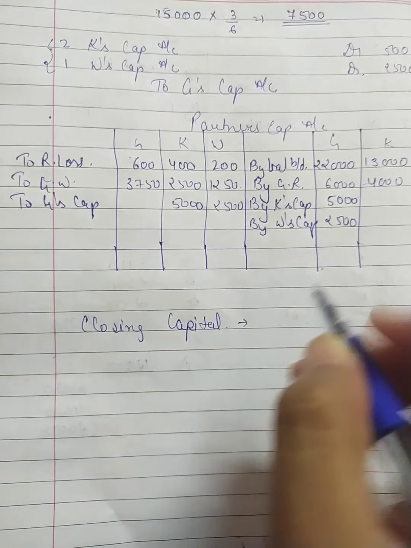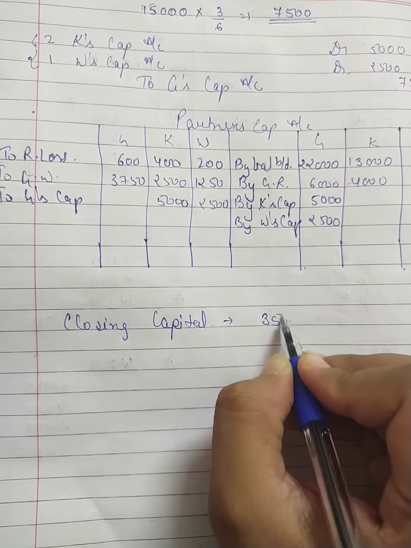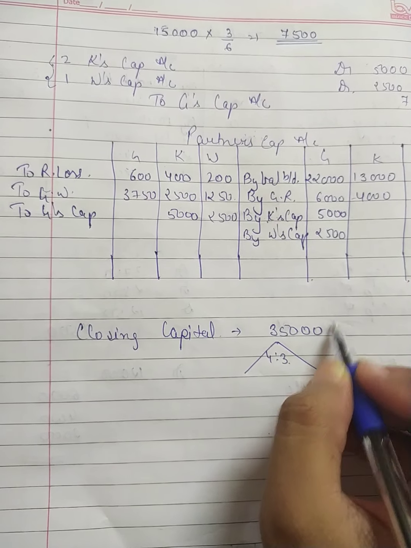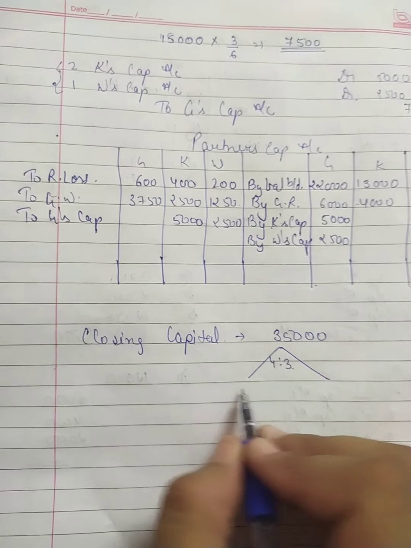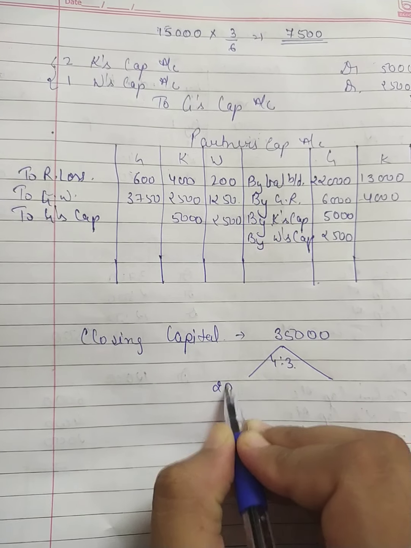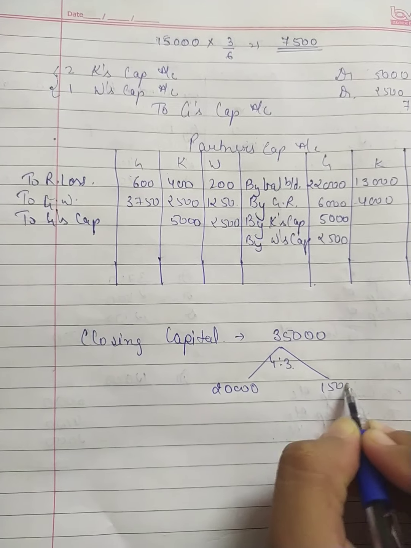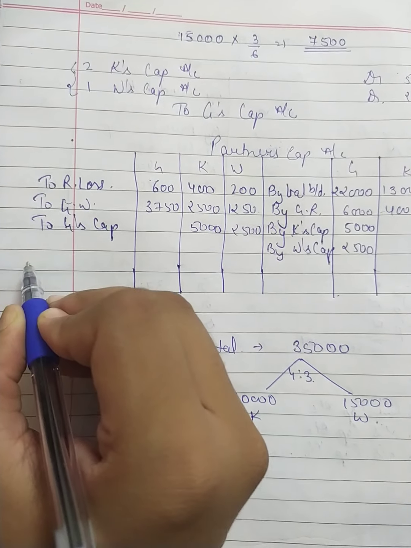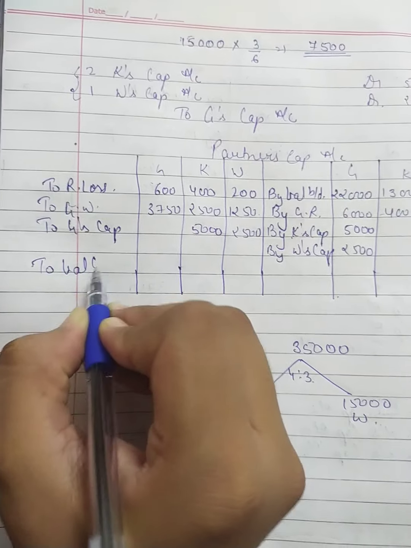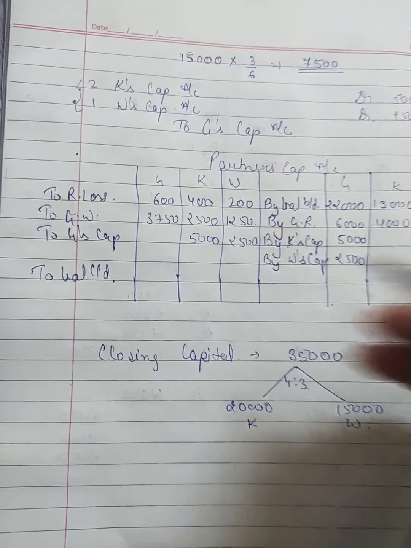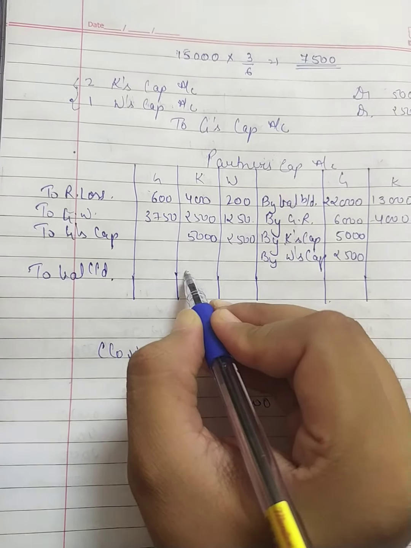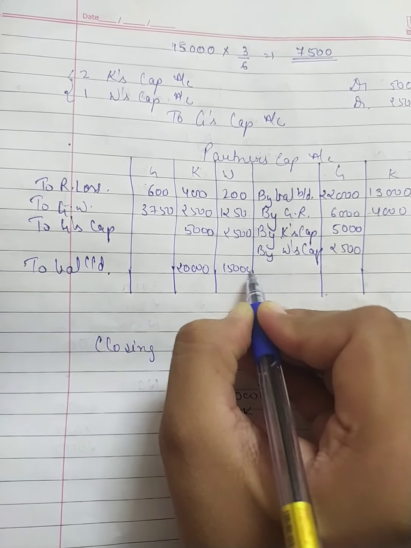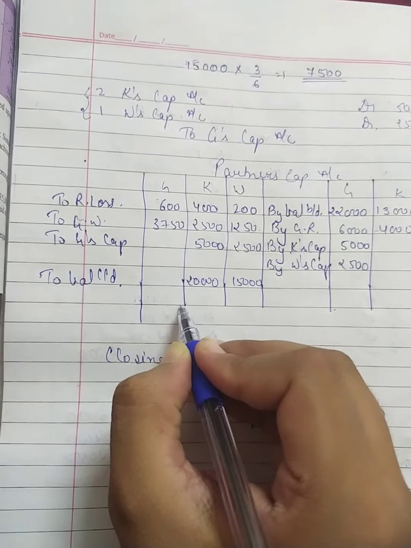So first we will calculate the closing capital of K and W according to the instructions of our question. So closing capital is 35,000 in 4:3. So it will be divided by 7, and 5 4s are 20 and 5 3s are 15. So this will be the capital of our K and W. So I am writing here to balance c/d, leaving the section of G, and after that 20,000 and 15,000.